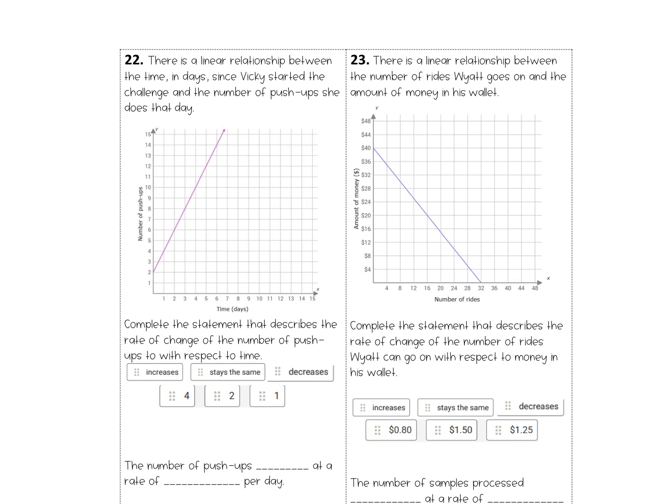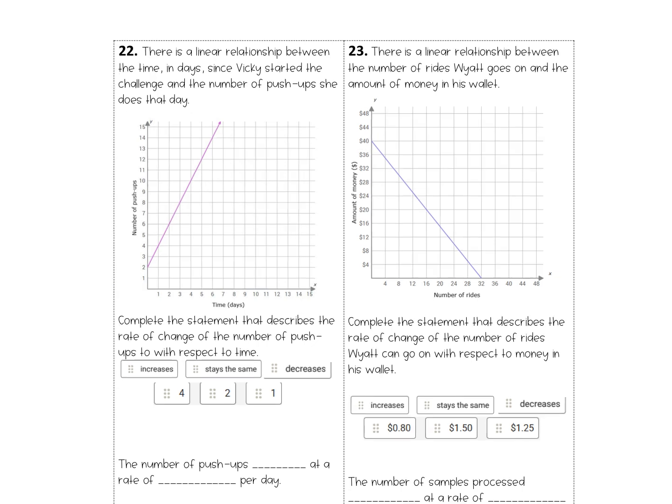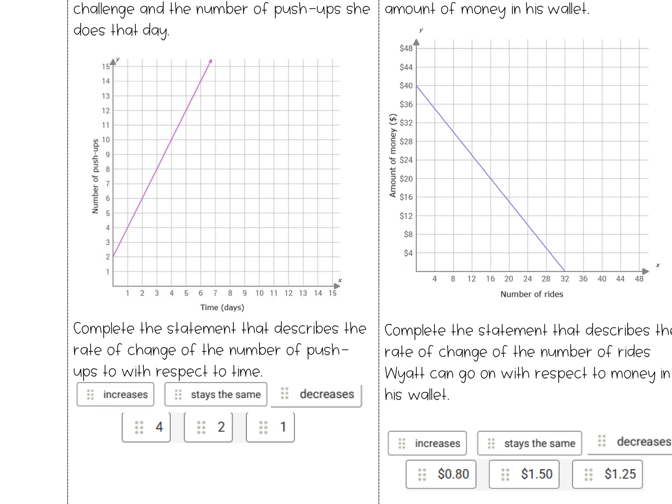Okay, 22. There's a linear relationship between the time in days since Vicky started the challenge and the number of push-ups she does that day. Complete the statement that describes the rate of change of the number of push-ups she can do with respect to time. So, keyword right here, rate of change. Rate of change means slope. It is the rise over the run.